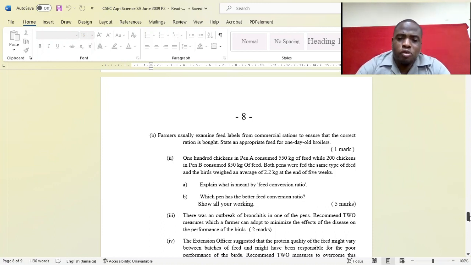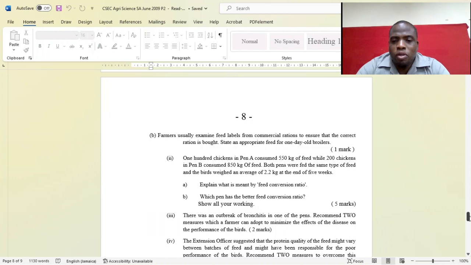Pen A consumed 550 kg of feed, while 200 chickens in pen B consumed 850 kg of feed. Both pens were fed the same type of feed, and the birds weighed an average of 2.2 kg at the end of 5 weeks. So if you notice, we have 100 chickens in pen A and 200 chickens in pen B. The feed consumed was highlighted. Explain what is meant by feed conversion ratio. This is basically the quantity of feed, in kg, that the animal will need to gain a certain level of weight in kg.